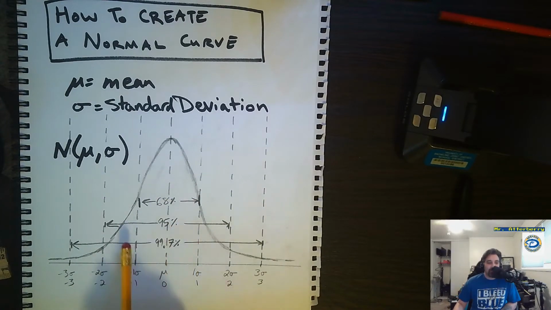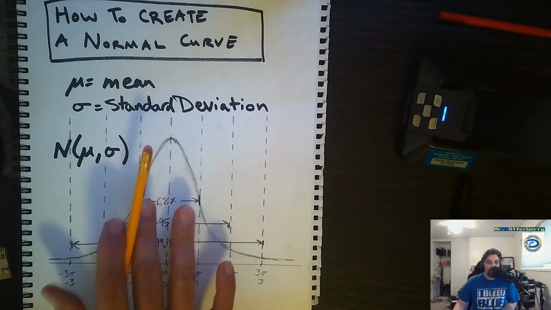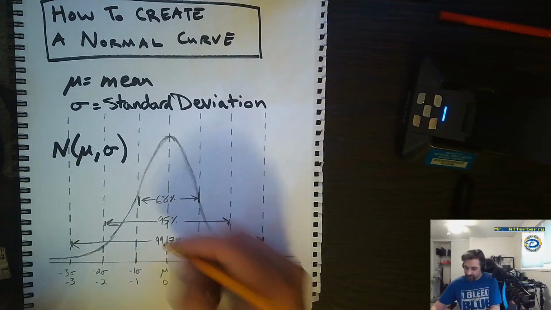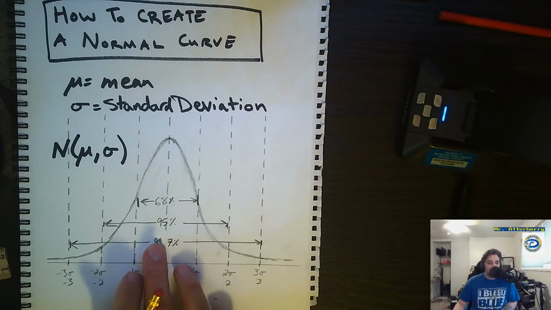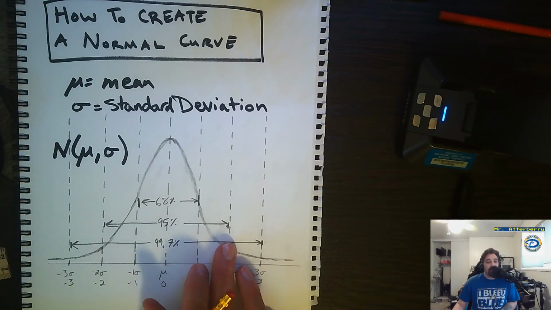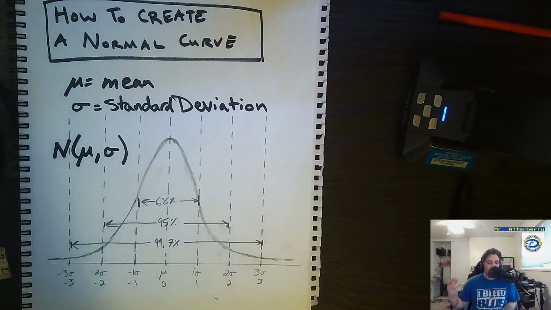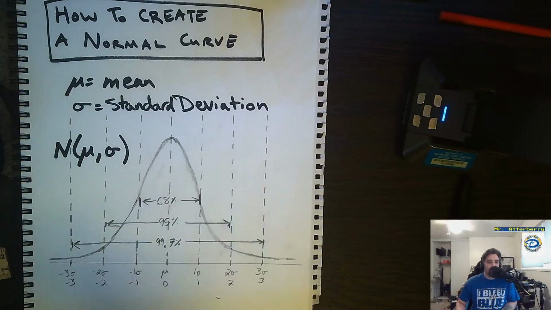95% of your numbers go from -2 all the way to +2 underneath this curve. Lastly, we have 99.7. 99.7% of your numbers go from this outside edge to this far side edge. And this last little bit on the outside is going to be 0.15 on each side. But the entire thing is 100%.